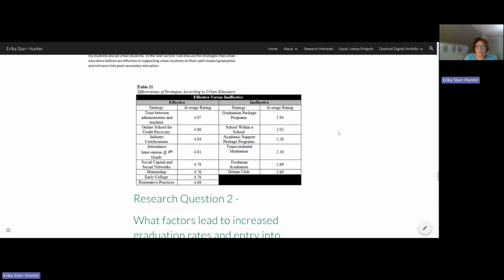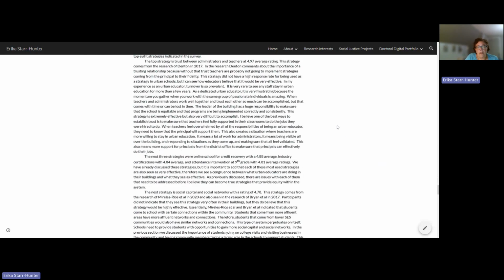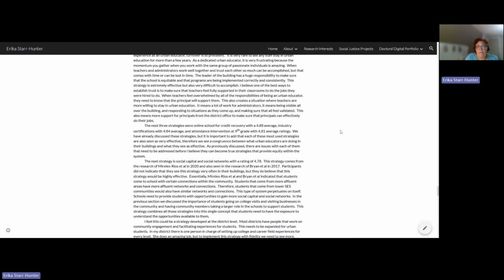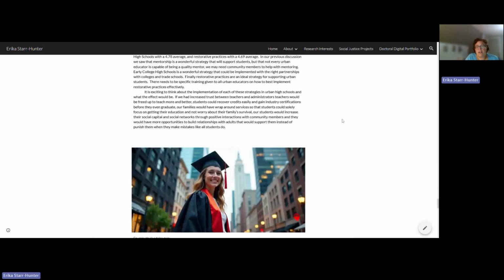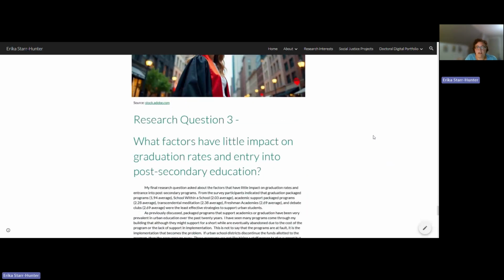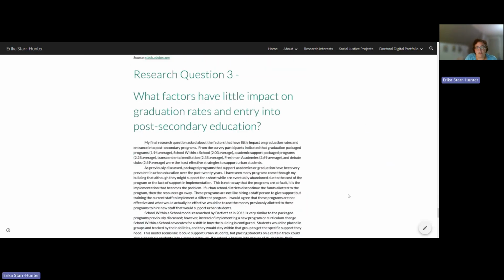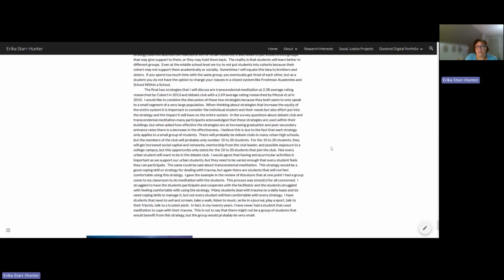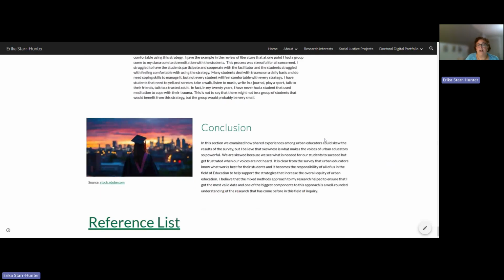So then I discuss these factors and why they might be considered effective and ineffective as an urban educator. What do I see, interpreting the results from the urban educators that answered the survey? And then same thing with question 3. This is the ineffective strategies. Same thing, looking at the results and saying what the reasons might be for why the urban educators gave these ratings.